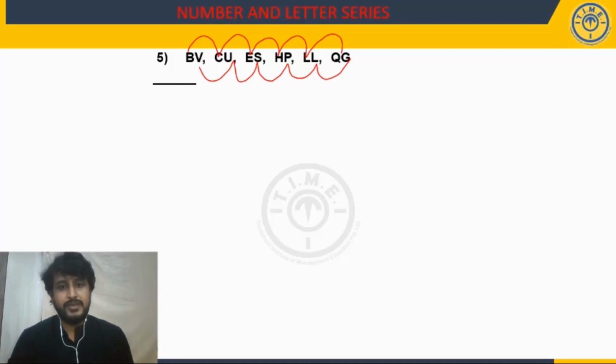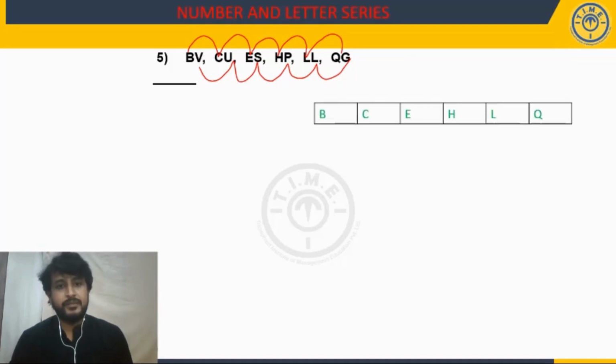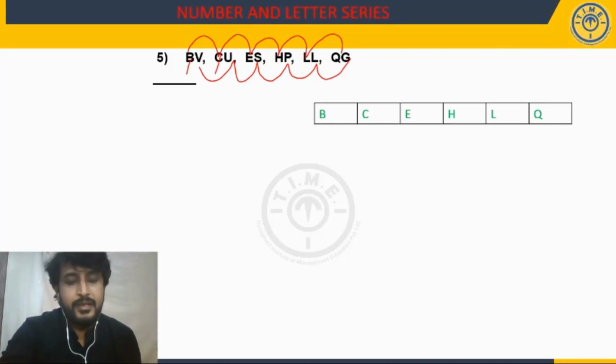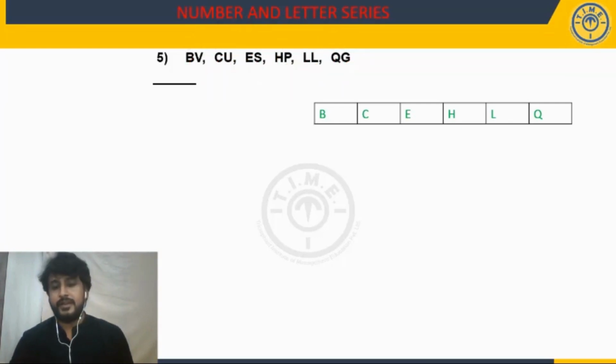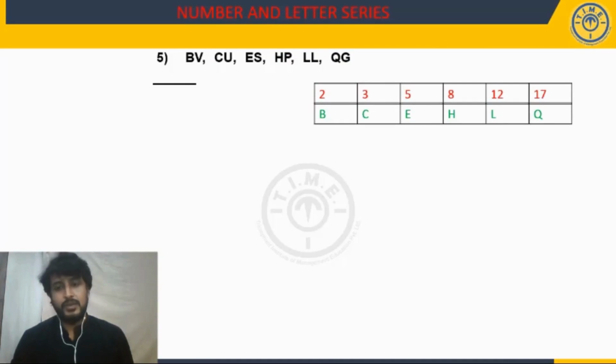Okay, now for the first set of letters, what are the first set of letters? B, C, E, H, L, Q. First set of letters. Okay, so we have taken the first set of letters. Now we'll identify the logic in the first set of letters. So write the place values. B's place value 2, C's place value 3, E's place value 5, H's place value 8, L's place value 12, Q's place value 17.